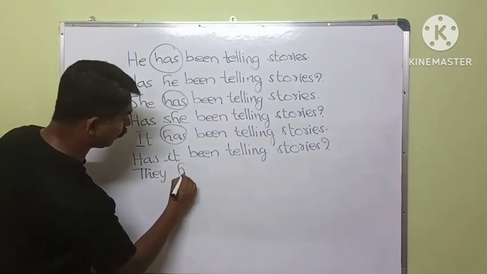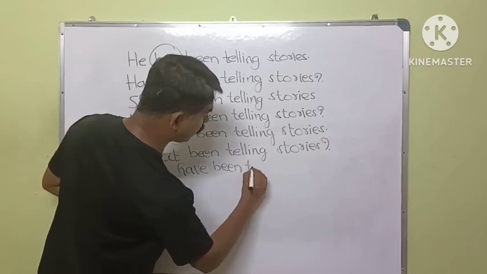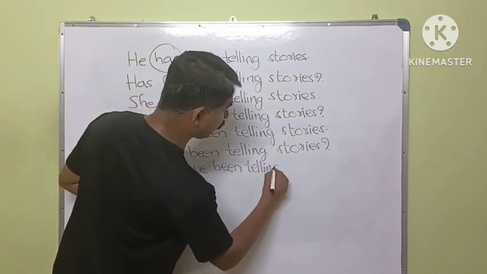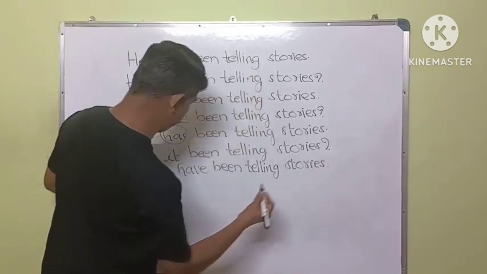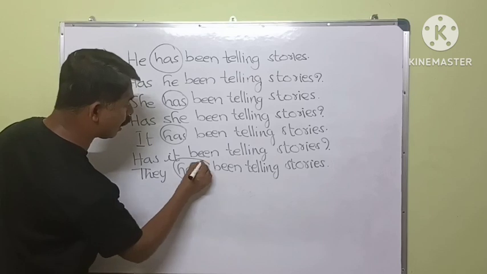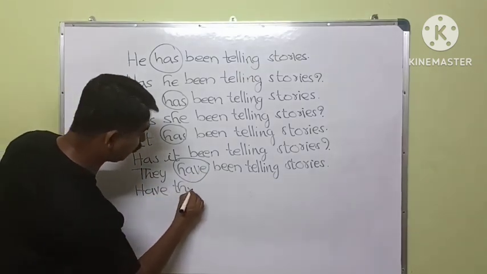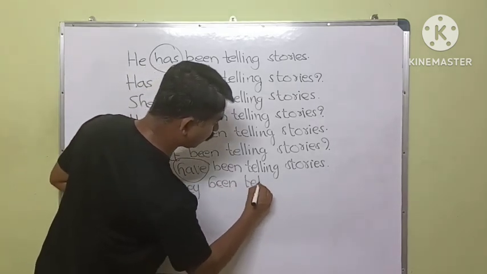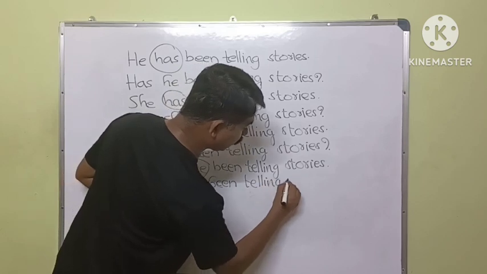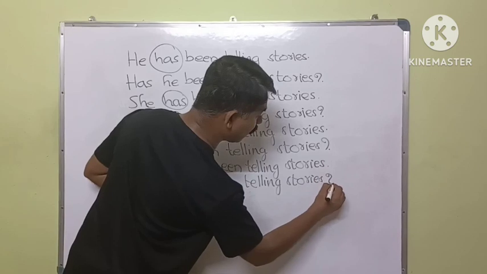They have been telling stories, full stop. The auxiliary verb have must be taken out. Have they been telling stories, question mark at its end.